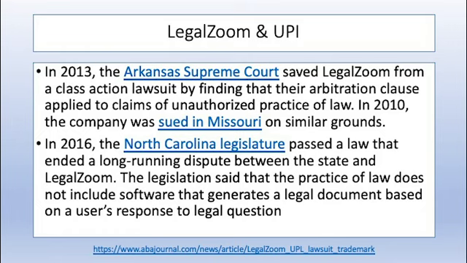Now, the Arkansas Supreme Court saved LegalZoom from a class action lawsuit in 2013, and even in Missouri, they weren't able to get by with their class action saying LegalZoom was UPL, and legislation in 2016 was passed by North Carolina that said that the practice of law does not include software that generates a legal document based on a user's response to a legal question. So they pretty much opened it up.